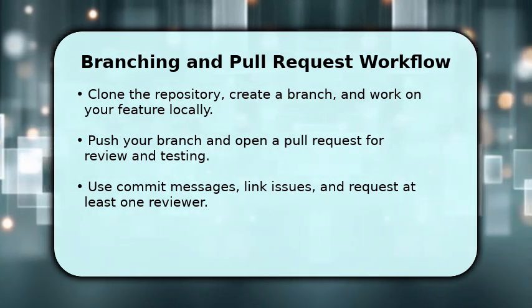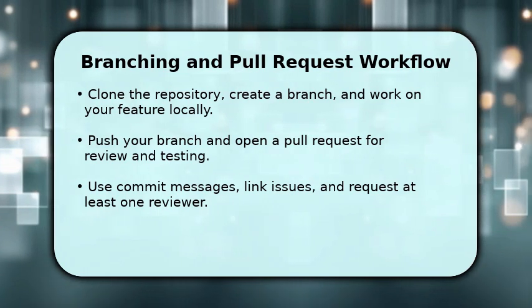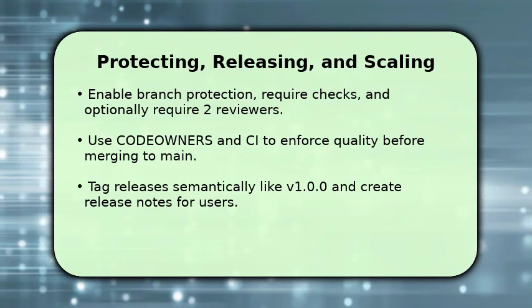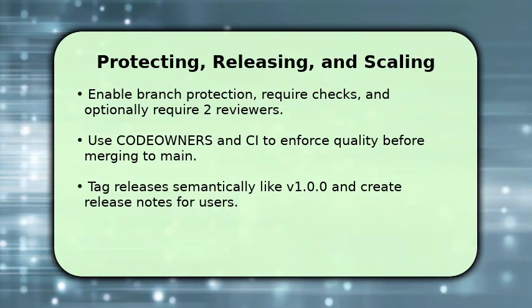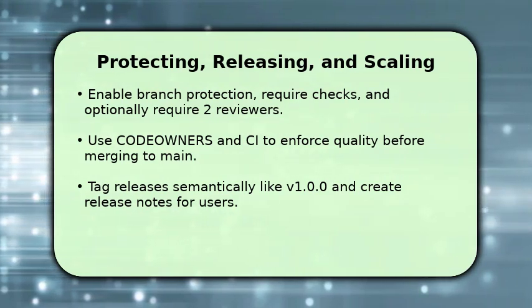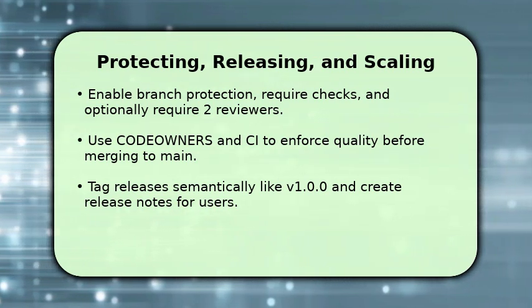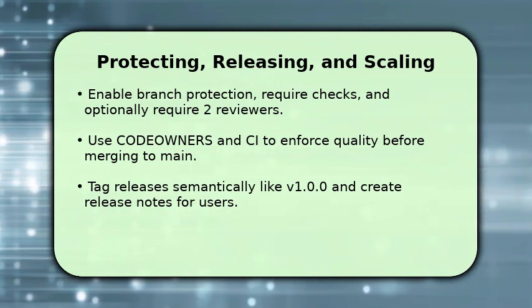Enable branch protection rules on main to prevent direct pushes and accidental merges. Require status checks and continuous integration to pass before allowing merges into protected branches. Optionally require 2 reviewers for high-risk repositories to increase code quality and accountability.